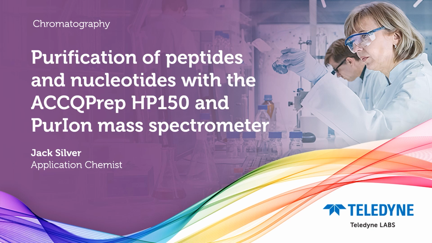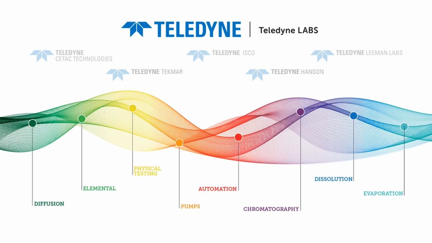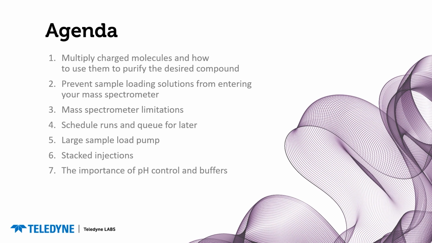Hello, and thank you for your time today. Although this webinar uses the ACCUPrep HPLC, there will be many topics that will be useful to anyone purifying peptides and oligonucleotides. We will talk about multiply charged molecules and how we can use them to distinguish the desired compound from impurities. Next, there will be a discussion of a new feature that helps keep your mass spectrometer clean.